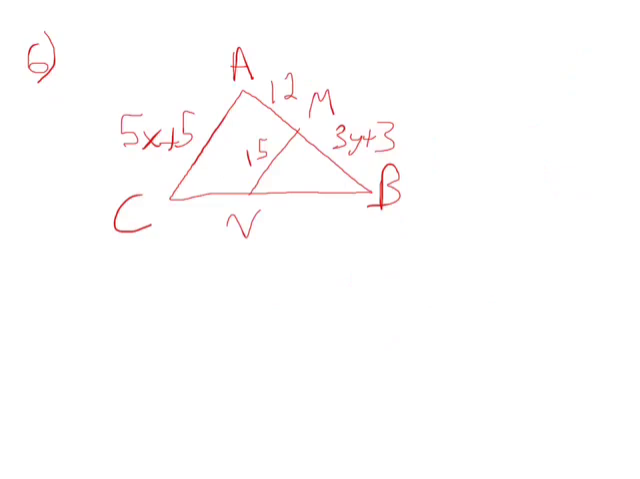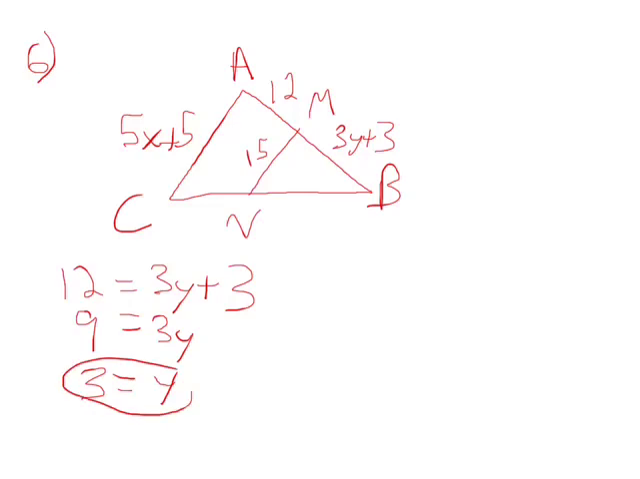For number 6 with this triangle, the instructions are the same: M and N are the midpoints of AB and CB, and we're told to find the values of x and y. If M is the midpoint of AB, then AM, which is 12, and MB, which is 3y plus 3, are equal to each other. So I can say 12 equals 3y plus 3, because M is the midpoint. When we solve for y, we subtract 3 from both sides. We get 3y equals 9. Dividing both sides by 3, I get y equals 3.